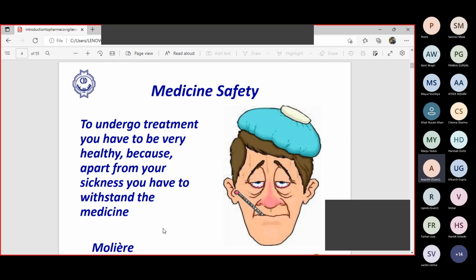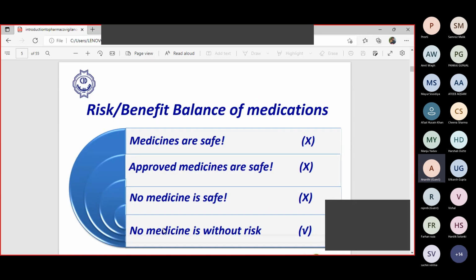That is the main point. So what are the correct things and what are the wrong things about the risk benefit? We are going to see now. Risk benefit balance of medications. The first one: medicines are safe. No, all the medicines are not 100% safe.